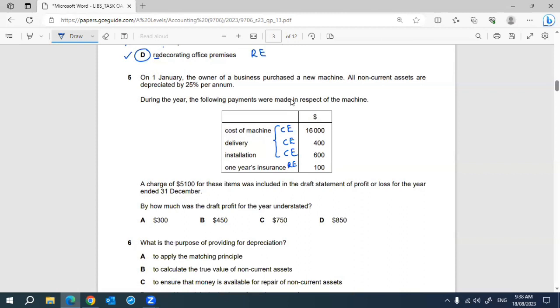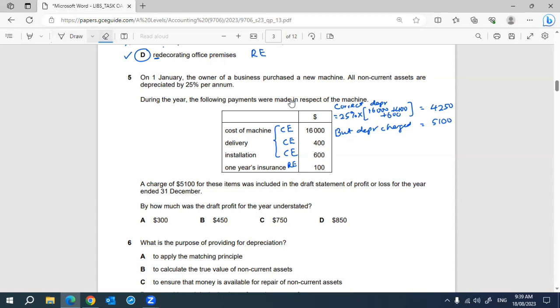So the correct depreciation should have been 25% of the total capital expenditure, which is 4,250. But the depreciation charged as given by the question was 5,100 here.